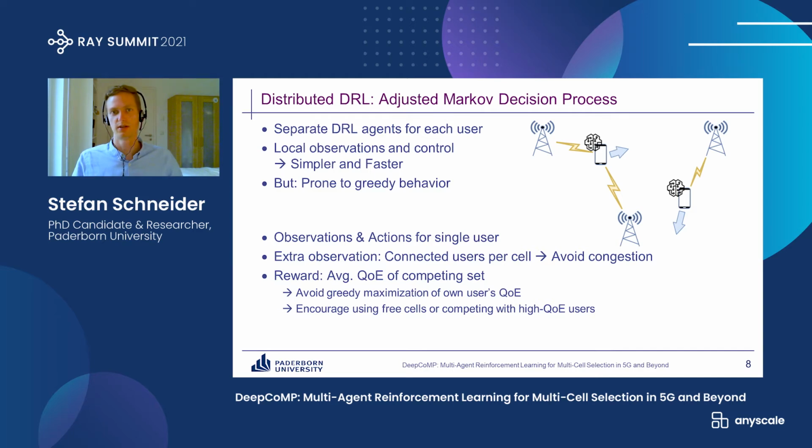And here we assume that via these connected or shared cells, we can exchange the quality of experience of these users. And so by using this average QoE over the competing set, we can avoid greedily maximizing only our own user's quality of experience. And that helps encourage agents to use free cells and to avoid competition with other users. Or if competition is necessary, then rather compete with users that already have a high quality of experience where this competition is not as harmful.